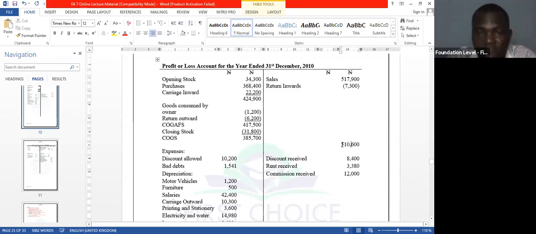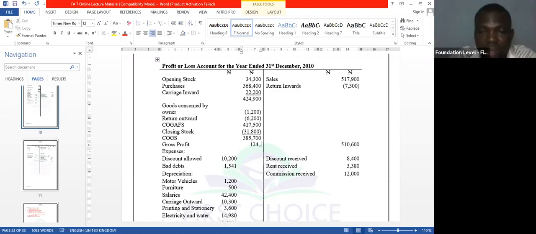So for us to get our gross profit, it will now be the difference between the 510,600 and 395,000. That gives us 124,900. So let me give a space.